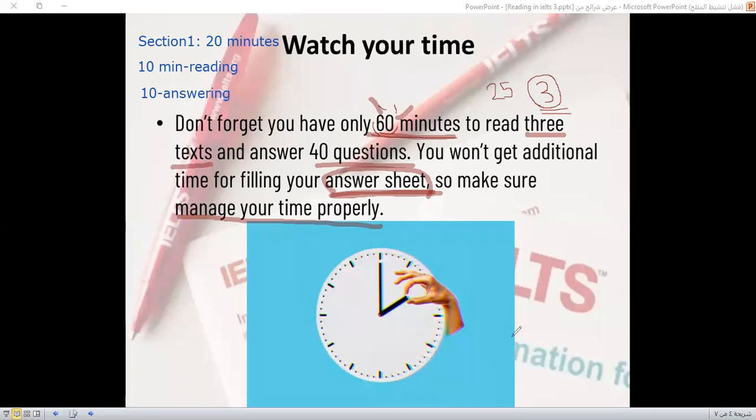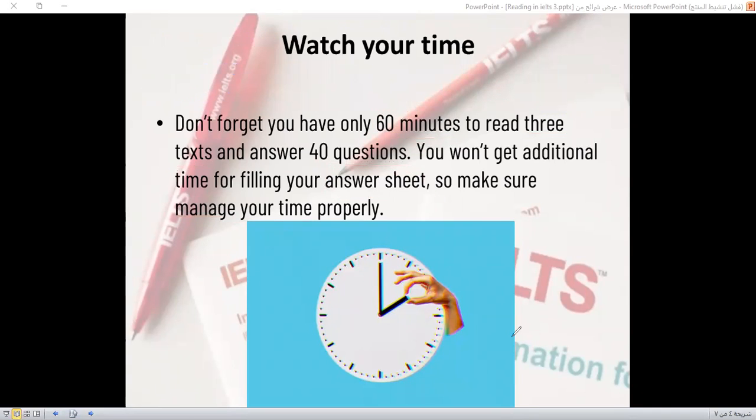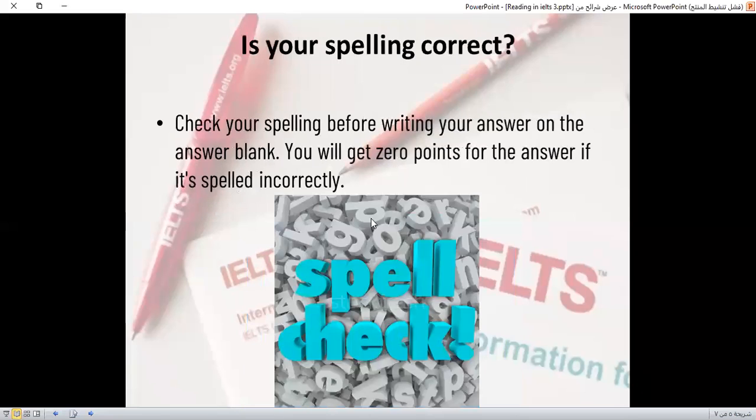Okay, let's see another tip that we have. I need someone to read. Afnan Khatib, hello Afnan. Yes, teacher. Can you please read the title and the paragraph? Is your spelling correct? Check your spelling before writing your answer on the answer plan. You will get 0 points for the answer if it's spelled incorrectly. Yes, very good. Thank you, Afnan.